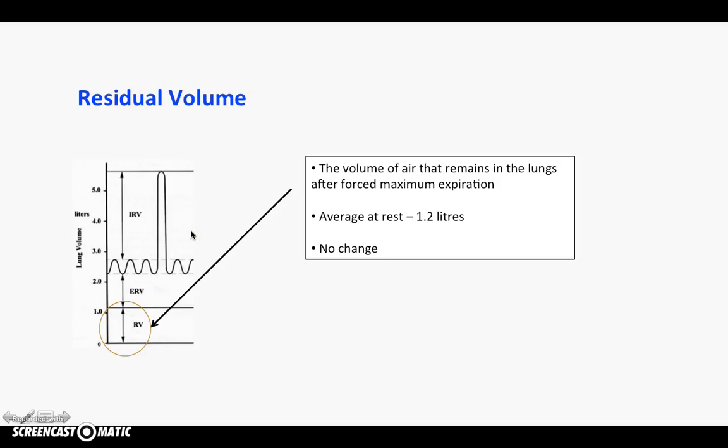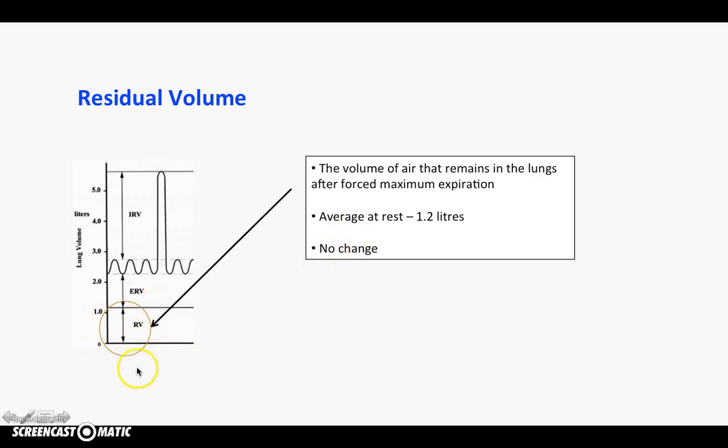Then we have residual volume. So this is the volume of air that remains in the lungs after forced maximum expiration. Average at rest is 1.2 litres, and there's no change with regards to exercise.